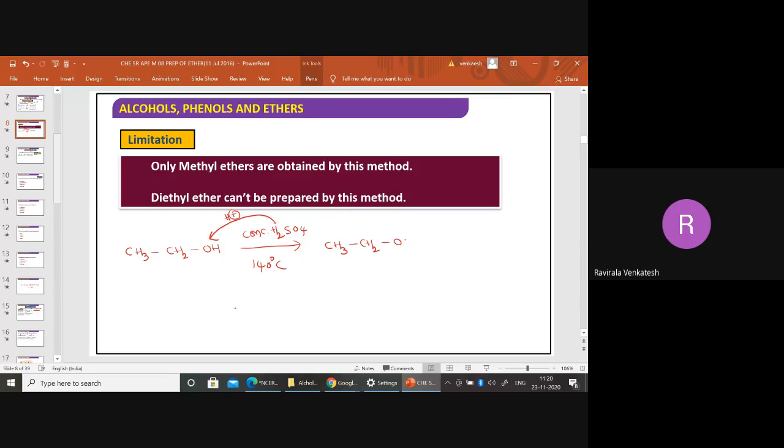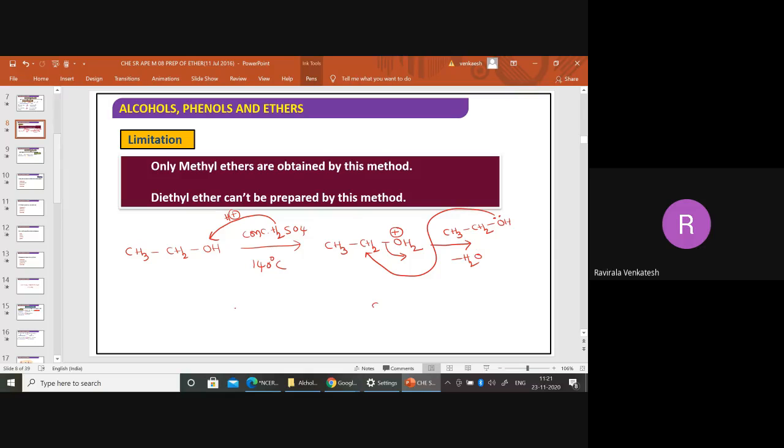Now what we are going to get here is CH3CH2OH2 with positive charge on oxygen. Understood everyone? This part is protonation. After this, you take a second mole of CH3CH2OH. It has some nucleophilic character because of the lone pair. It attacks the carbon side, and water will be removed here.